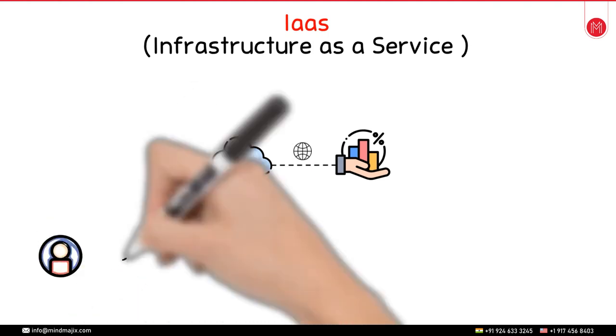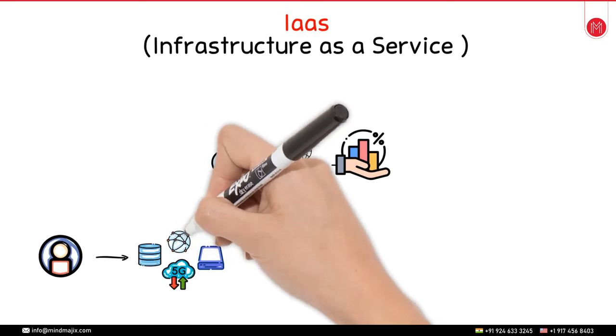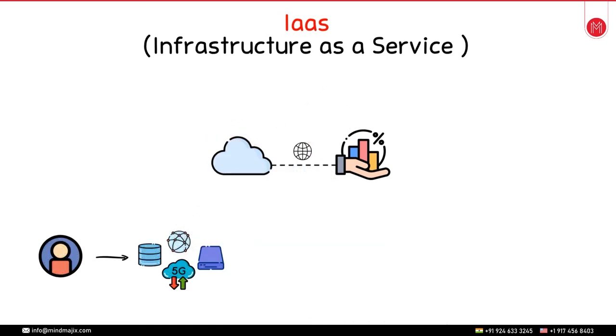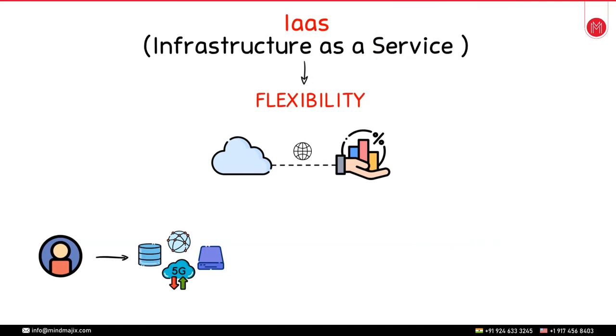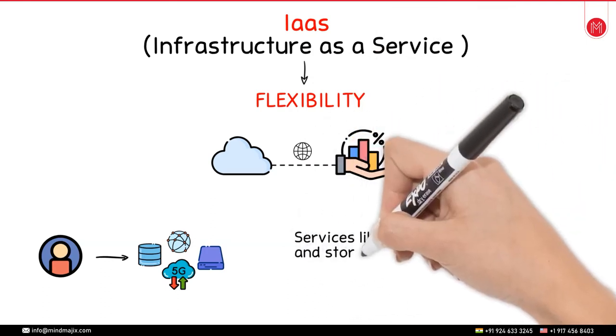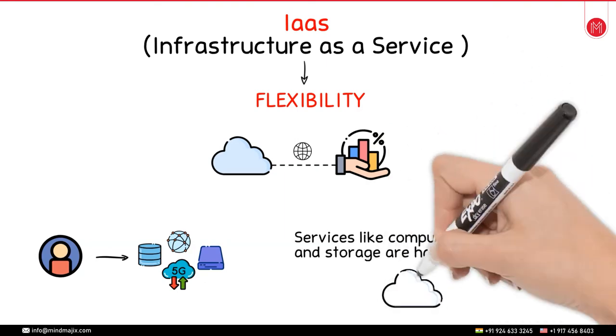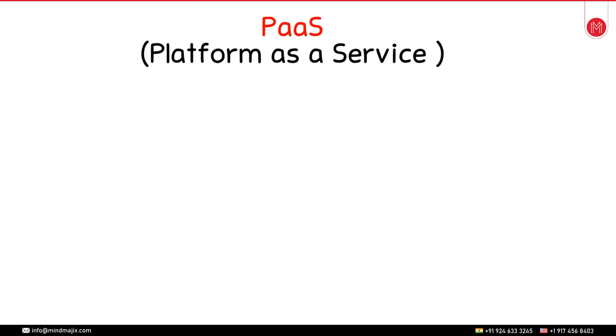Here, the customers are provided with infrastructures such as servers, hard disks, bandwidth, network connections, load balancers, IP addresses, and so on. Flexibility is the word that perfectly describes infrastructure as a service. Services like compute, networking, and storage are handled by the cloud provider, and the rest you have to manage on your own.